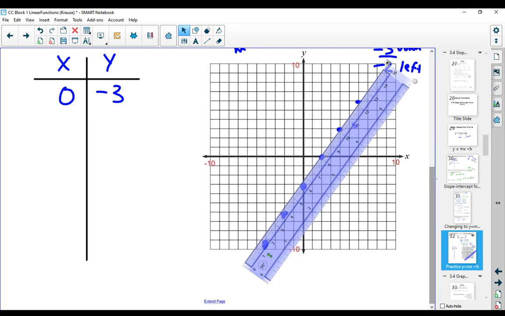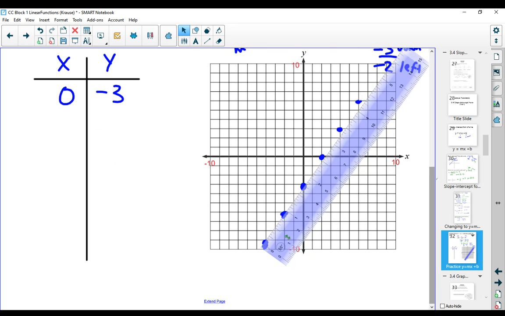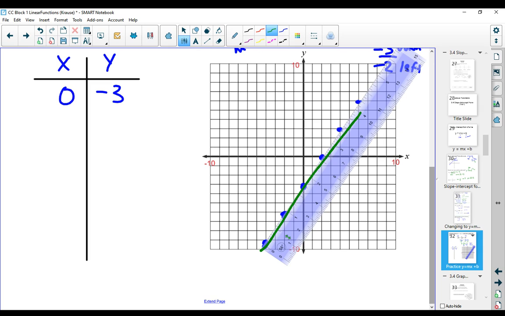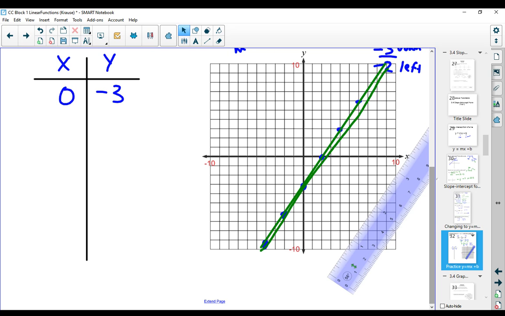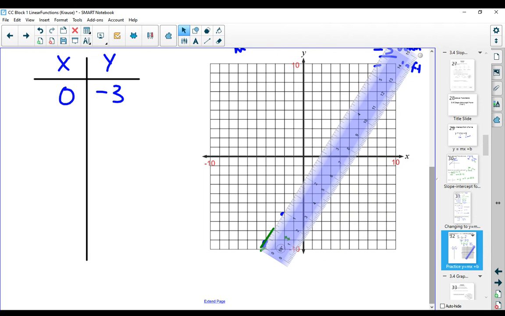Probably easier for you to use your ruler on paper than I have on my smartboard. All right, and then you can connect your line. Ooh, that's a terrible line. Let's try that again. All right, that's a little better. So we'll just ignore that first line there. Technical difficulties. Not quite exact, but we'll leave it for today.